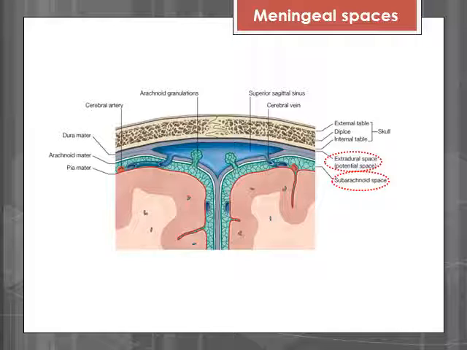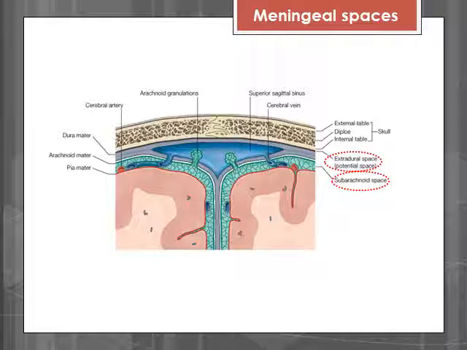This potential space can become an actual space filled with fluid when a traumatic event results in a vascular hemorrhage. Bleeding into the extradural space due to rupture of a meningeal artery or tear of a dural venous sinus results in extradural hematoma. However, tearing of a vein as it enters the dural venous sinus results in subdural hematoma.